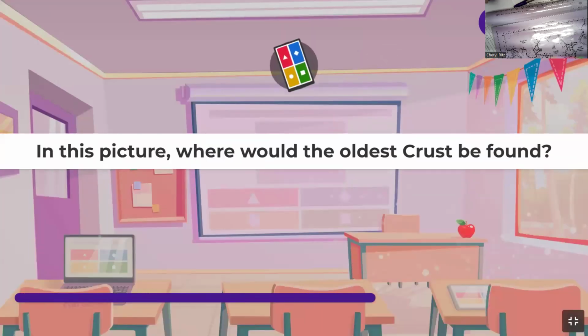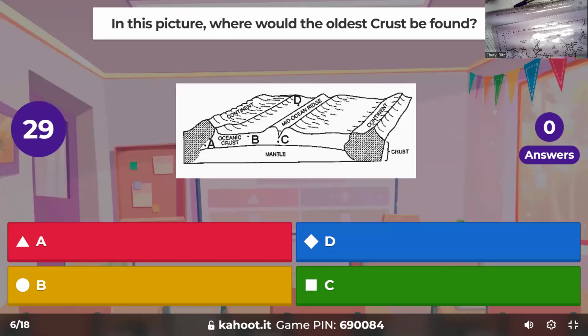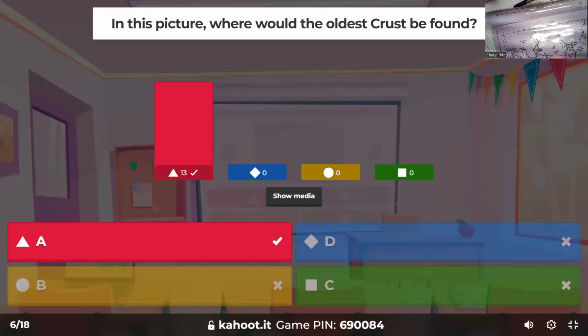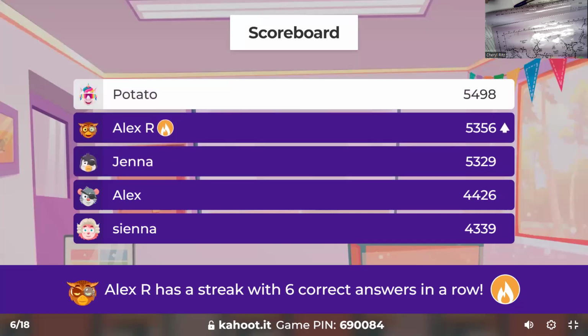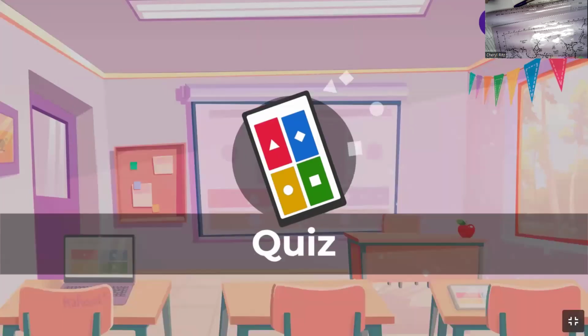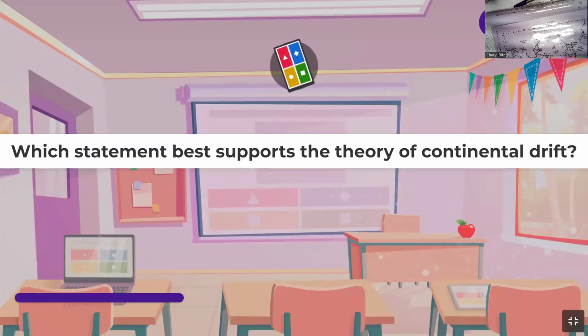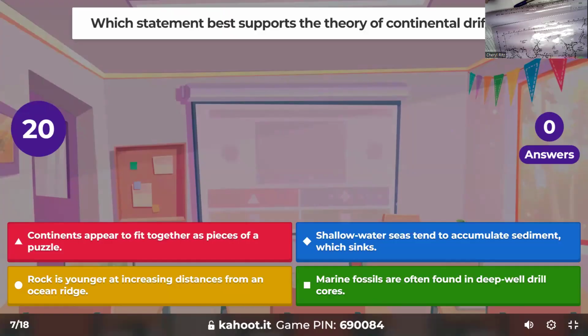In this picture, where would the oldest crust be found? Which letter has the oldest? Yes. Thanks to Phoenix and his family. We all remember that question now. Nice meeting. Appreciate it. Yep, this is 18. You were right, Alex. Which statement best supports the theory of continental drift? Don't make me play the song.